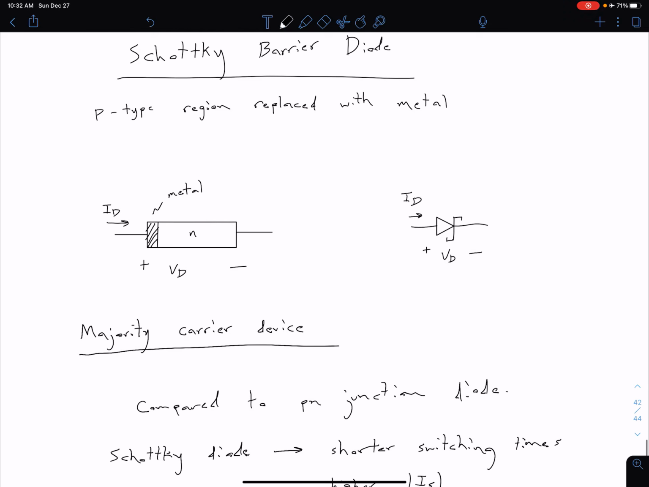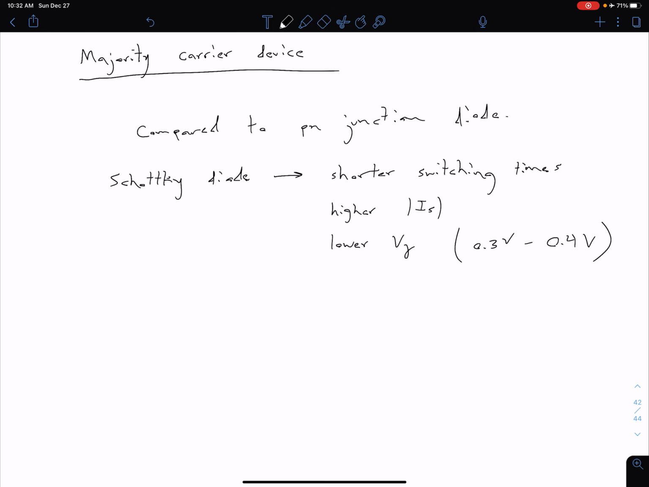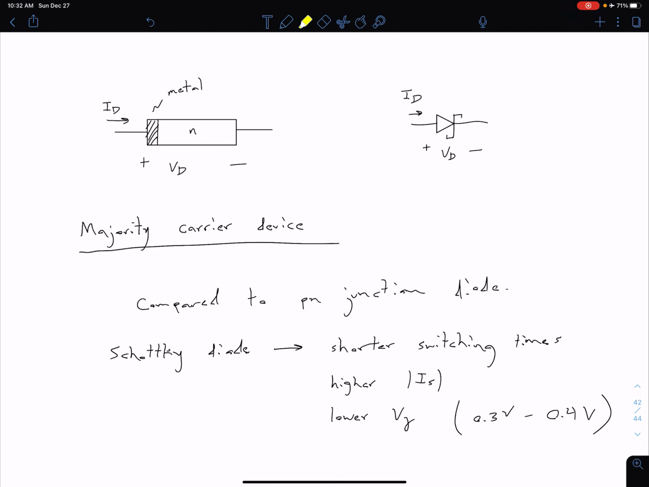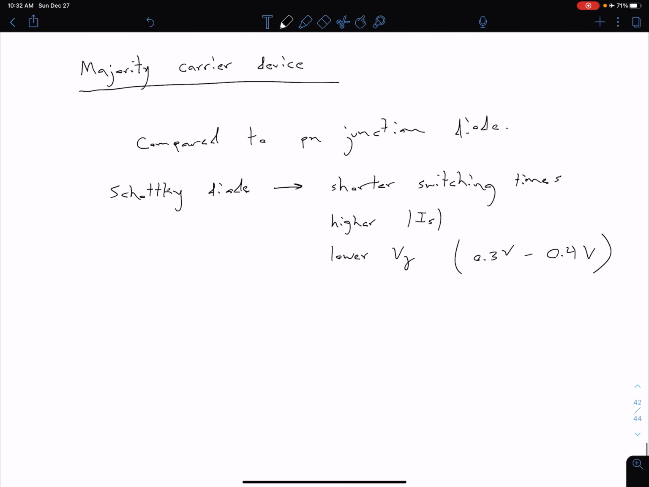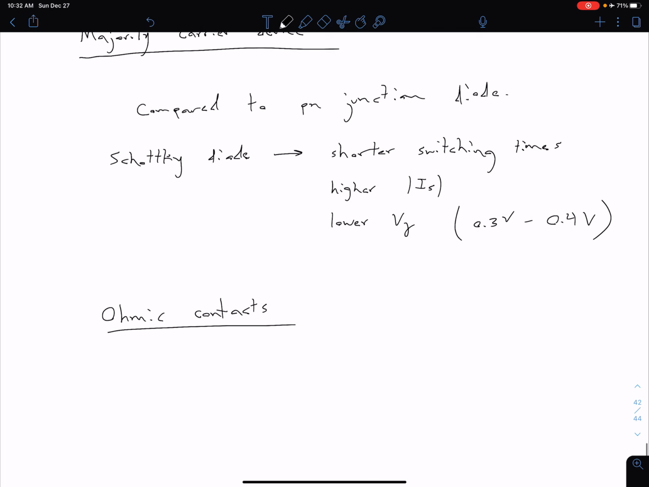The answer is that there are two types of contacts we can make. For contacts going to external circuits or external devices, we want to make sure those are ohmic contacts. That means they are not rectifying, they're not preferentially conducting in one direction, as we have in this case with the junction between our metal and our n-type region.